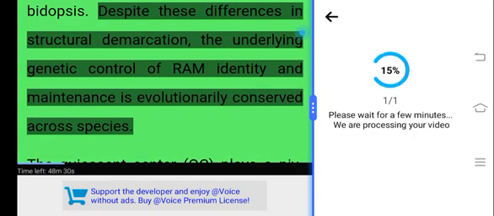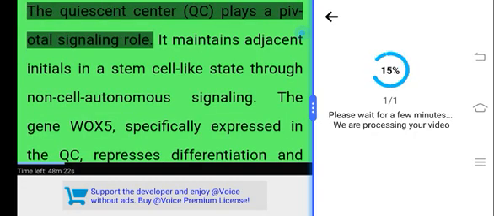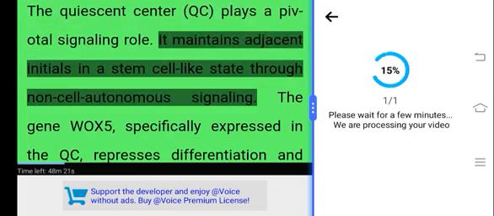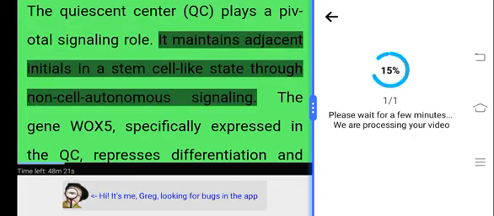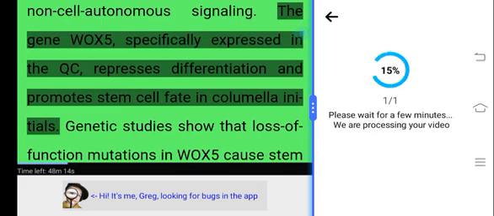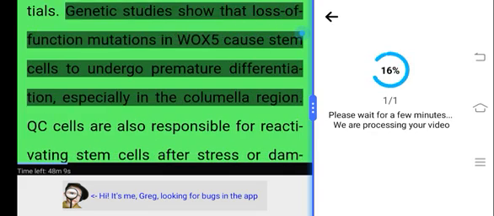Despite these differences in structural demarcation, the underlying genetic control of RAM identity and maintenance is evolutionarily conserved across species. The quiescent center, QC, plays a pivotal signaling role. It maintains adjacent initials in a stem cell-like state through non-cell autonomous signaling. The gene WOX5, specifically expressed in the QC, represses differentiation and promotes stem cell fate in columella initials. Genetic studies show that loss-of-function mutations in WOX5 cause stem cells to undergo premature differentiation, especially in the columella region.